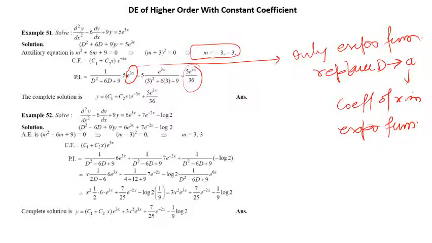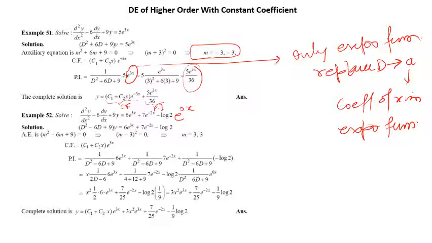What is the solution? The solution is CF plus PI. Now note the second example. This example says d2y by dx2 minus 6 dy by dx plus 9y is equal to 6 e to the power 3x plus 7 e to the power minus 2x minus log 2. Log 2 we can write here as log 2 e to the power 0x.